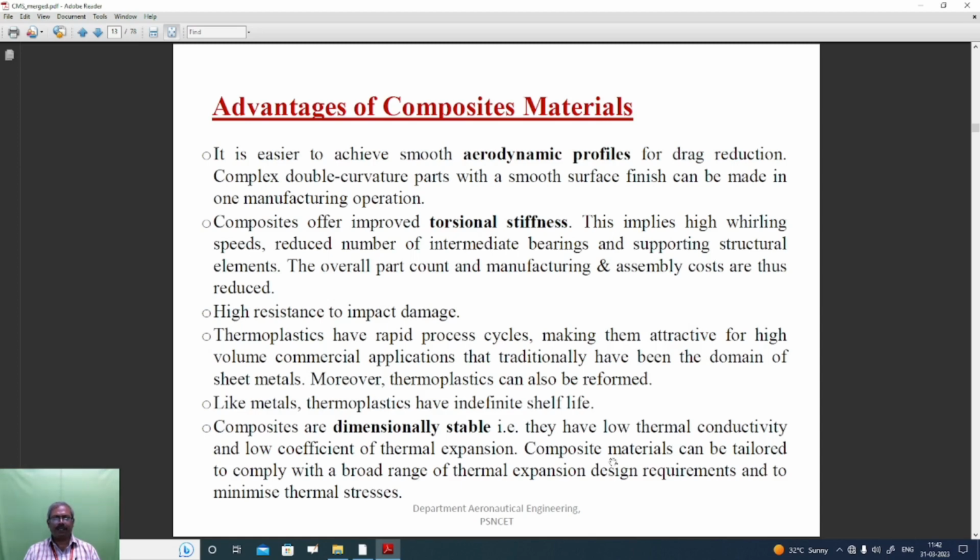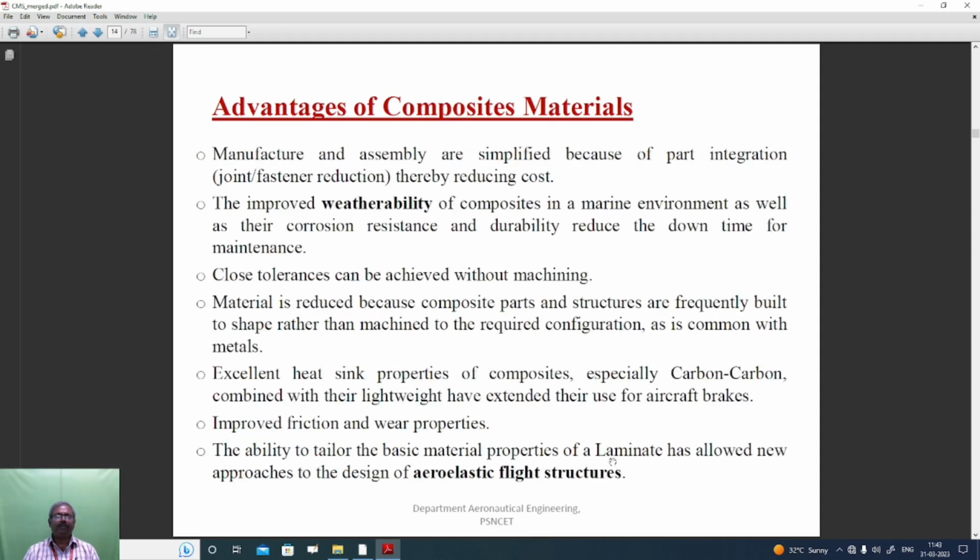Thermoplastics have rapid process cycles, making them attractive for high volume commercial applications that traditionally have been the domain of sheet metals. Moreover, thermoplastics can also be reformed. Like metals, thermoplastics have indefinite shelf life. Composites are dimensionally stable. That is, they have low thermal conductivity and a low coefficient of thermal expansion. Composite material can be tailored to comply with a broad range of thermal expansion design requirements and to minimize thermal stresses.